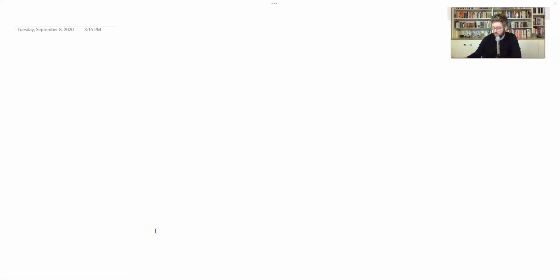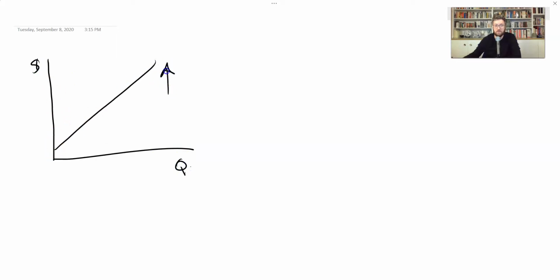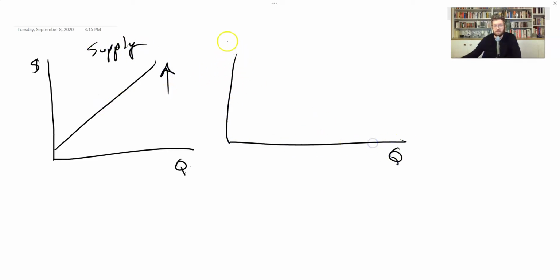But at the end of the day, we end up with curves that look sort of like this, right? So we've got some kind of quantity that's supplied, and it goes up when price goes up. And we've got some kind of demand, and the quantity demanded goes down when the price goes up. Okay, they go in different directions.